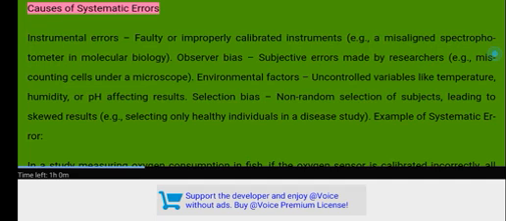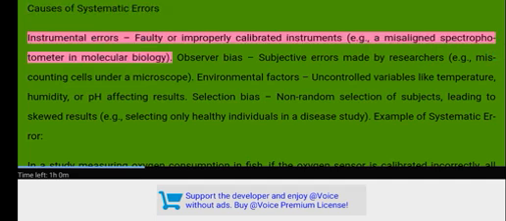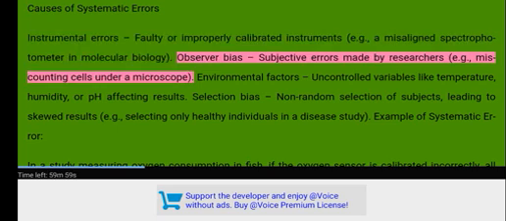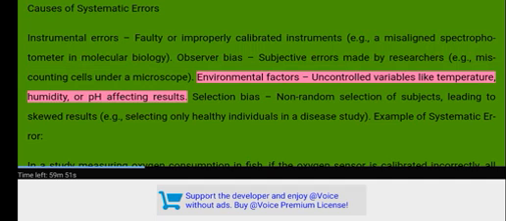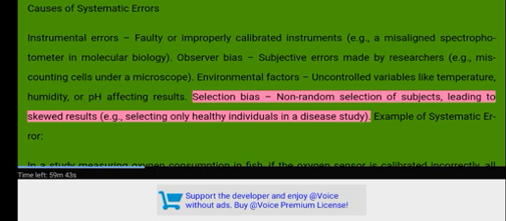Causes of systematic errors. Instrumental errors: faulty or improperly calibrated instruments, e.g., a misaligned spectrophotometer in molecular biology. Observer bias: subjective errors made by researchers, e.g., miscounting cells under a microscope. Environmental factors: uncontrolled variables like temperature, humidity, or pH affecting results. Selection bias: non-random selection of subjects, leading to skewed results, e.g., selecting only healthy individuals in a disease study.